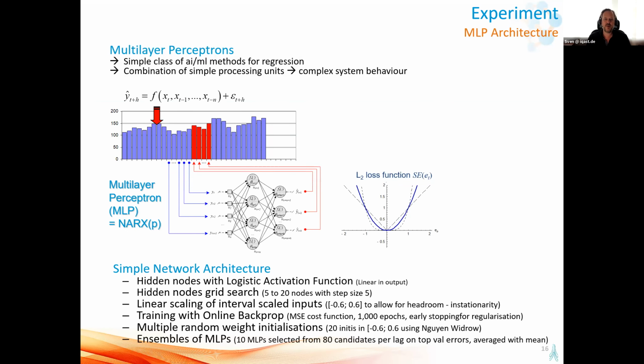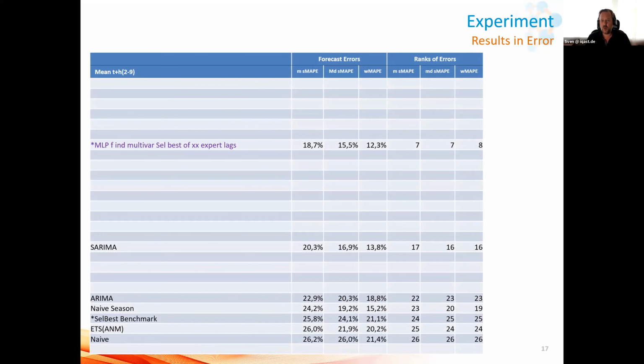I'm going to jump over the neural network architecture. It's a simple one, so Georg is going to grill me on that one later on, right? But it's the same stuff: ensembles, random weight initializations, and so forth, just so that you can replicate this stuff. So, what are our findings?